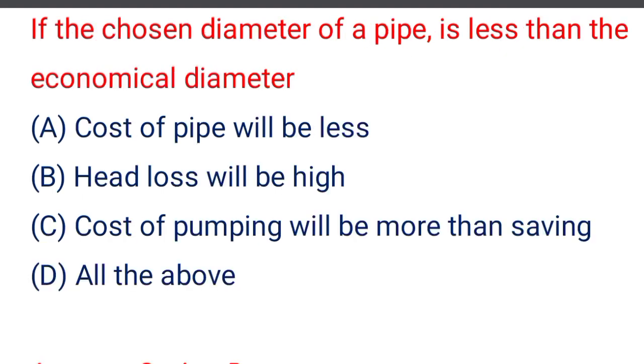Next question, if the chosen diameter of the pipe is less than the economical diameter, then option A cost of pipe will be less, option B head loss will be high, option C cost of pumping will be more than saving, option D all the above. So the correct answer is option D all the above.